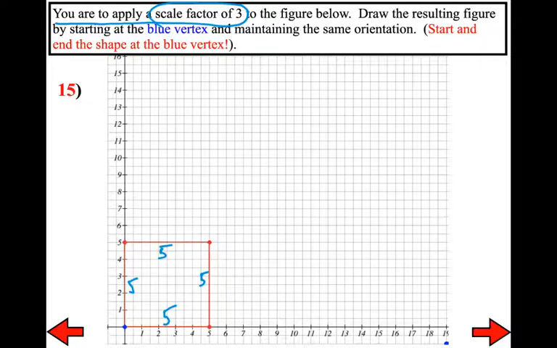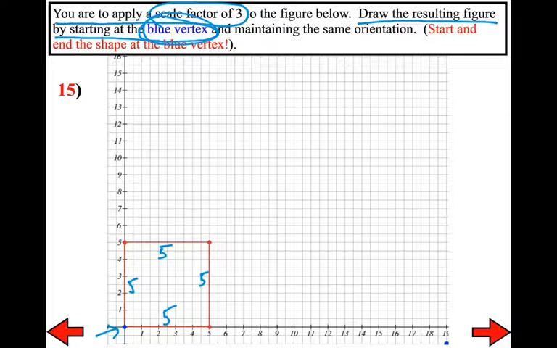So now we're going to create a shape that is a scale copy of that one with a scale factor of 3. If the scale factor is 3, it should be obvious that the new shape we're about to draw is larger than that one, because the scale factor is greater than 1. And the thing you have to pay attention to when you're doing these problems in MyOpenMath is you have to follow the directions. Start at the blue vertex. That's the blue vertex. A vertex is a point. So we're going to start and end at the same point.